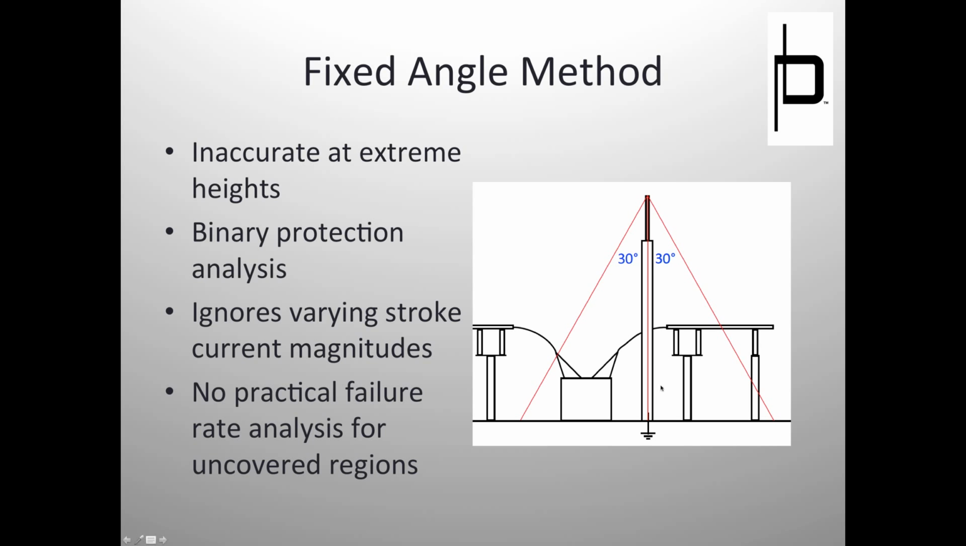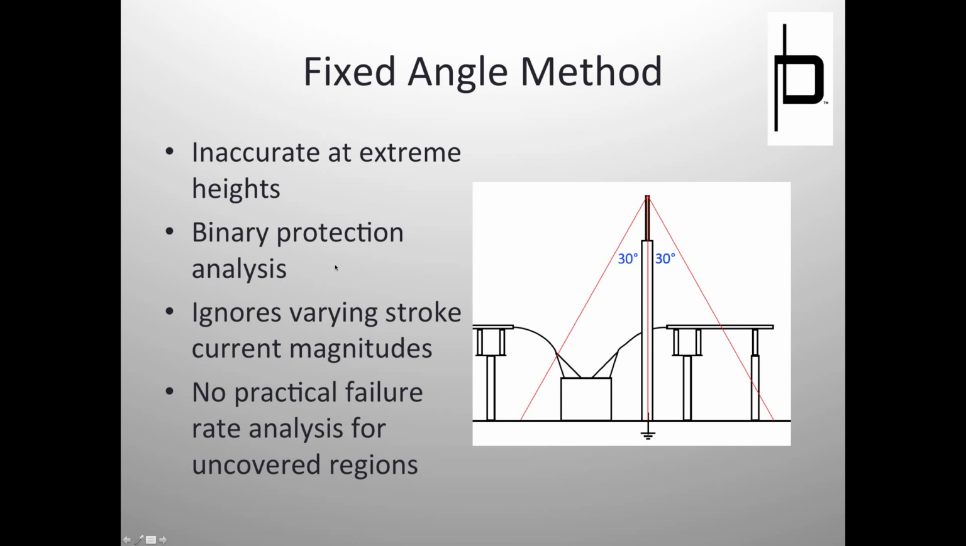Sometimes it's not economical to protect everything in your substation. What if this is the only little piece that's exposed? Do we need to put another mast just to cover that little piece because this is technically 0% protected? Again, the fixed angle method doesn't allow for that sort of analysis, that variance.